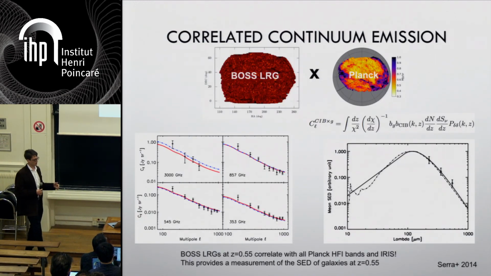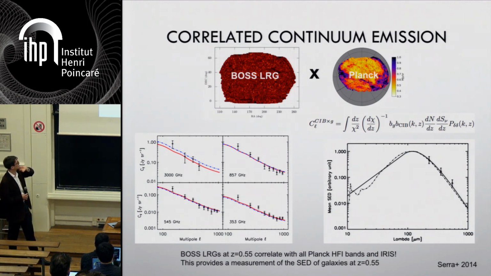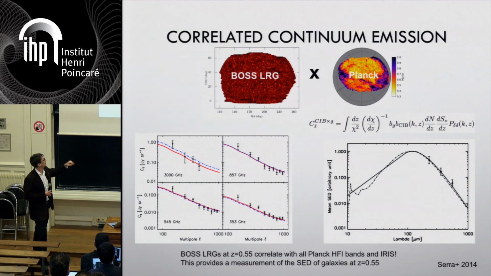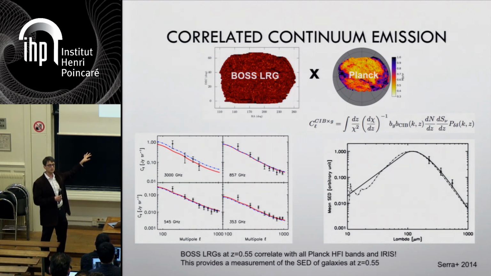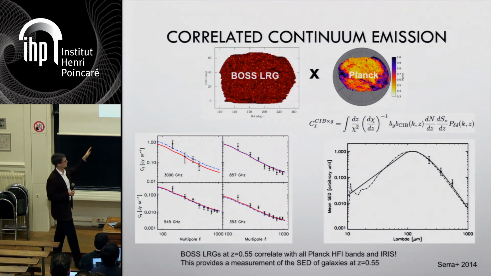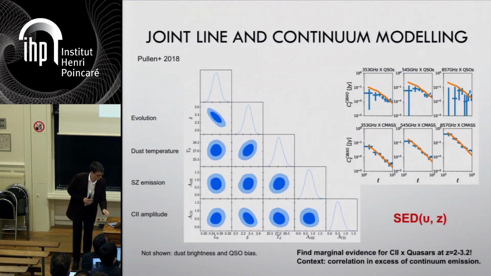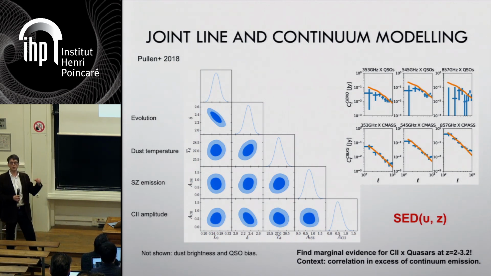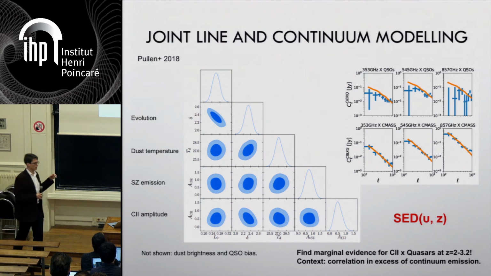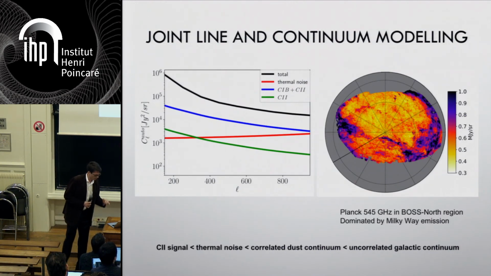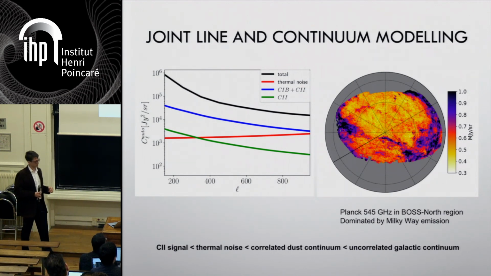And I think this was first shown in data in Serra et al. 2014, where they look at Sloan LRGs cross with Planck and find a strong cross-correlation in all the channels. So this isn't related to any line emission. This is really measuring the SED of the galaxies in the BOSS LRG redshift slice. Anthony Pullen extended this analysis by adding a free parameter which describes C2 emission that's consistent with being at redshift of 2 to 3.2. And he finds marginal evidence for that in excess of this correlated continuum, but not willing to claim that as a strong detection.